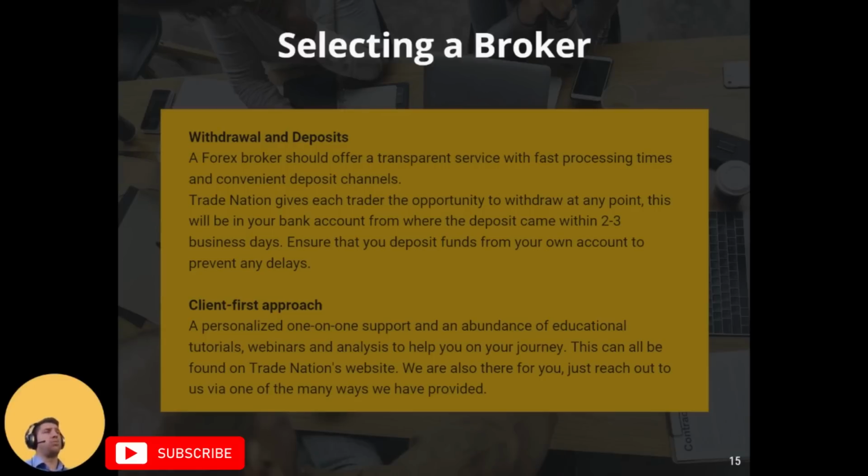In terms of withdrawals and deposits, you would want to find a broker that has a speedy execution on withdrawal requests. Forex brokers should offer a transparent service with fast processing times and convenient deposit channels. Trade Nation gives each trader the opportunity to withdraw at any point. This will be in your bank account within 2 to 3 business days from when the request was made. Ensure that you deposit funds from your own account to prevent any delays in the withdrawal process.